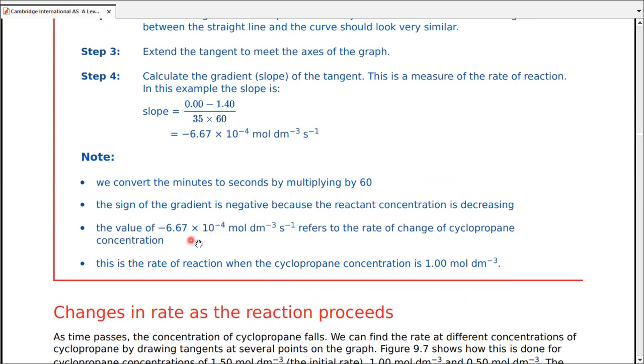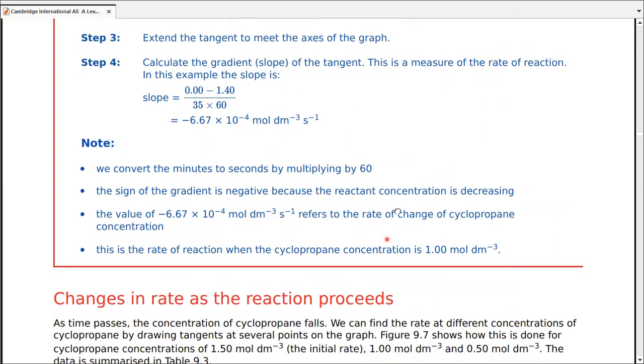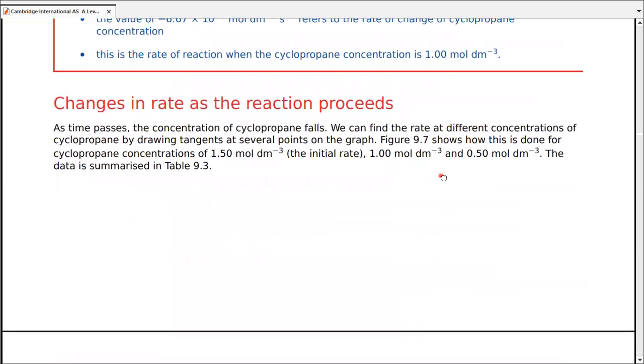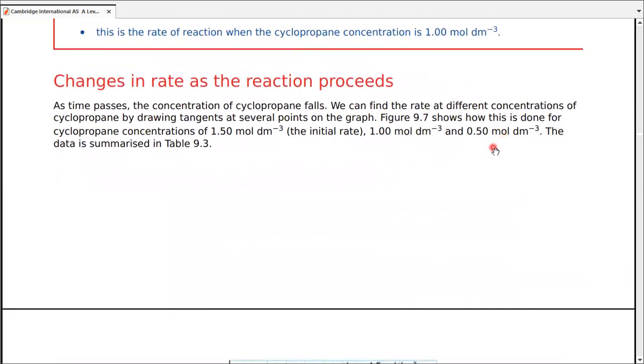The value of minus 6.67 times 10 raised to the power minus 4 mole per decimeter cube per second refers to the rate of change of cyclopropane or reactant's concentration. This is the rate of reaction when cyclopropane concentration is 1 mole per decimeter cube. Okay, so this was so far the idea of how to take out the average or instantaneous rate of reaction.